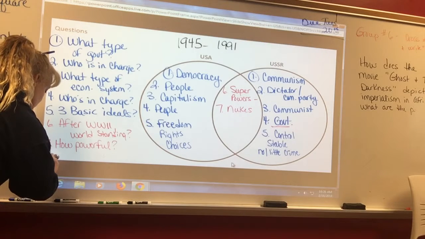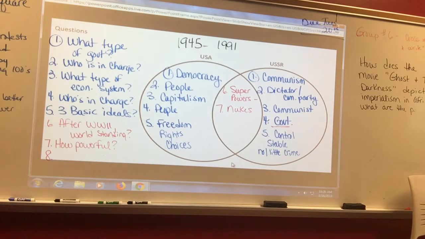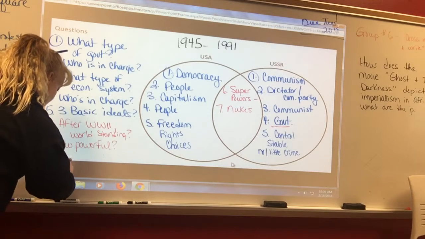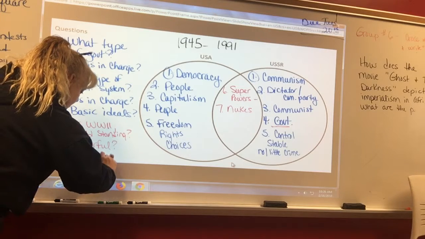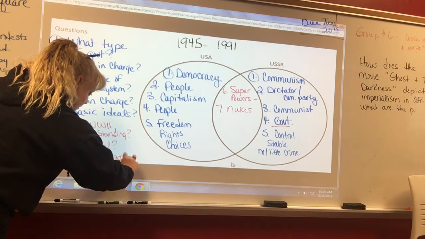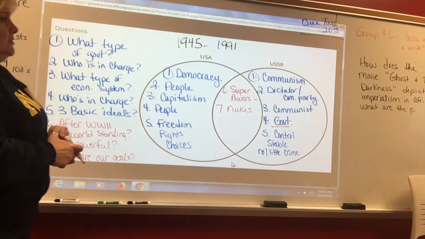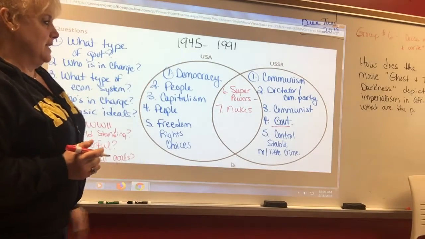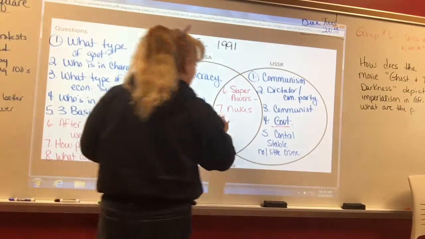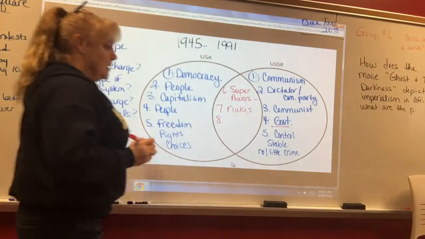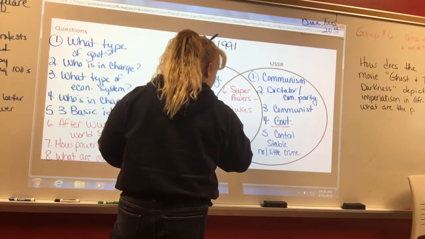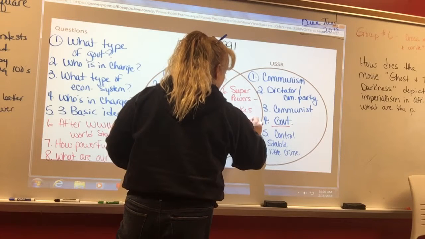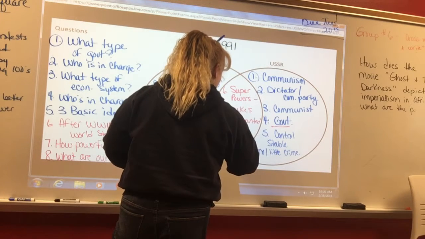And question 8 is really the key to why there were issues between the Soviet Union and the United States. What are our goals? Heck, just being different from each other is not enough to cause a problem. But number 8 is where the problem lies and why the Cold War existed. Each of our sides thought we were the best and we wanted to spread our ideas.